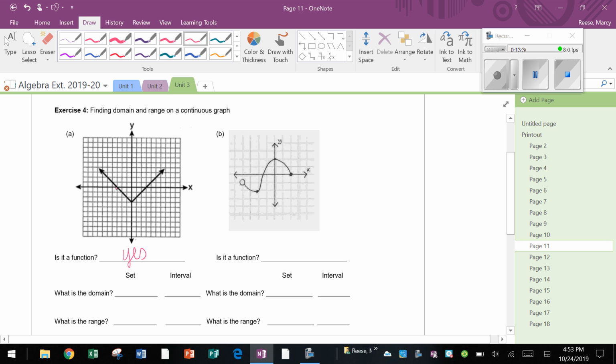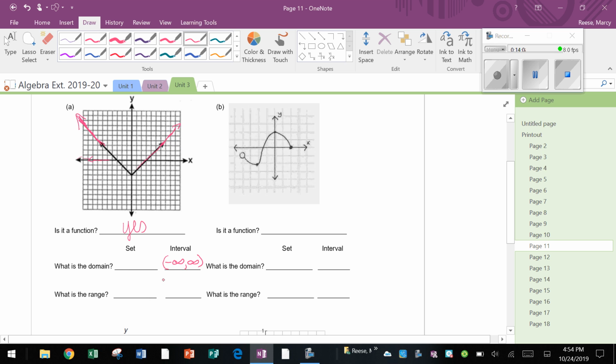So as I go to the left, I seem to be going up, like it keeps going up and up and up. Doesn't that mean it's going to go to the left forever? It's not going to stop going to the left. And at this other side, it's not going to stop going to the right. So really, there's no start or stop on these as far as domain goes. It goes to the left forever, it goes to the right forever. So your interval notation is -infinity to infinity.